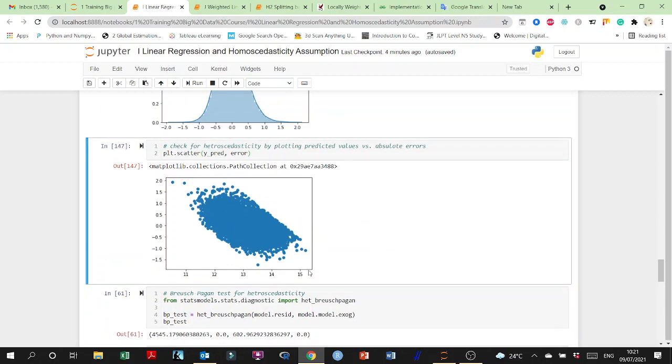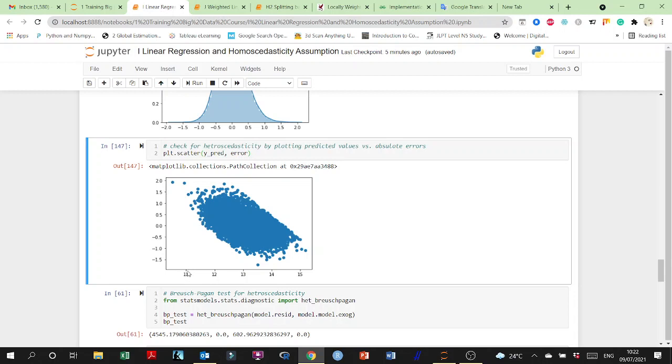Visually, we check it by plotting the predicted values, the predicted y, versus the error term. Actually, we need the absolute error. But if you are a curious person and you just want to see how the predicted values are behaving with various errors, as you can see here, it seems like there is a correlation between the predicted values and the error, meaning as the predicted values increase, the error decreases. So the error is not constant. The error decreases and increases based on the position of the predicted value.